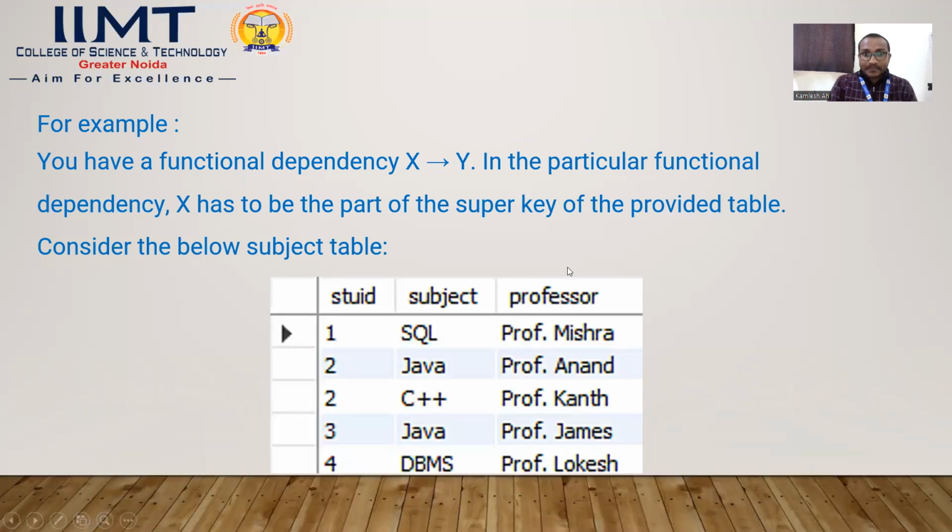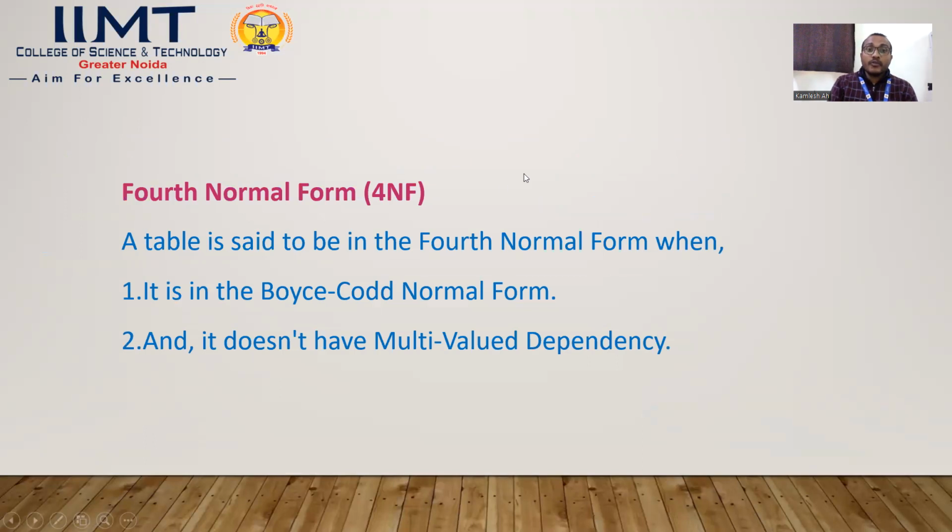Consider a table with the columns student ID, subject, and professor. The professor depends on the subject, because it determines which professor teaches the particular subject. Okay, so professor depends on the subject, not on the student ID. Okay. Next one is the fourth normal form.